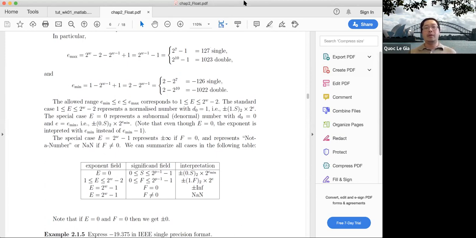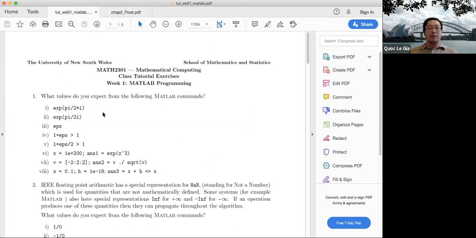Okay, so now go back to the question. The next question is, we have seen this construction before, right? So now I can go back to my MATLAB.